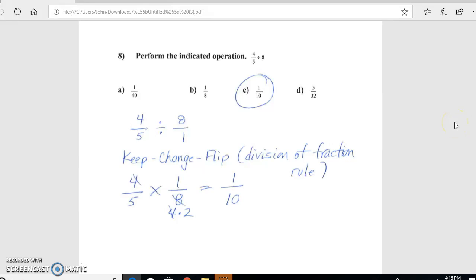This is the practice test for fractions. Here we're working on problem number 8, and the problem says perform the indicated operation 4/5 divided by 8.